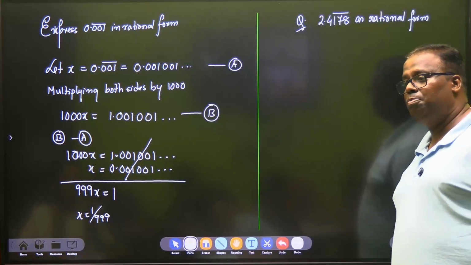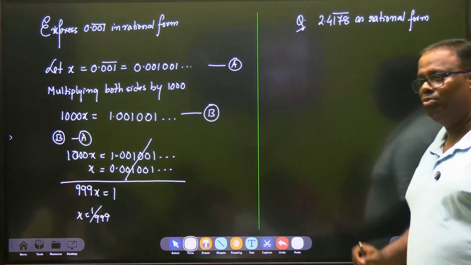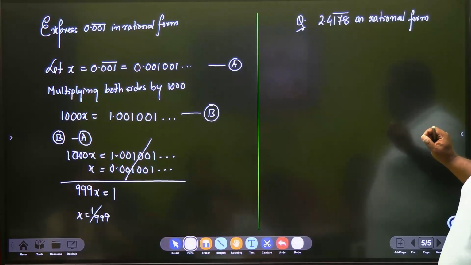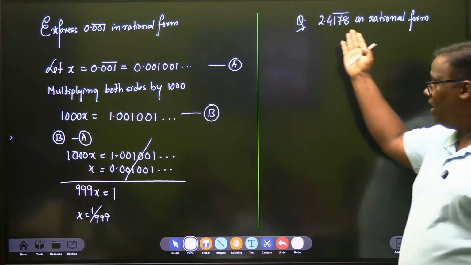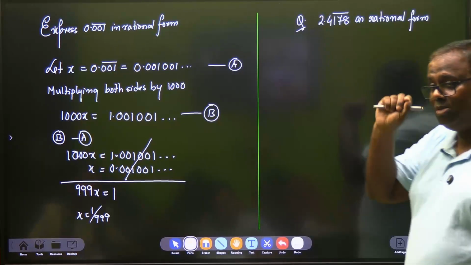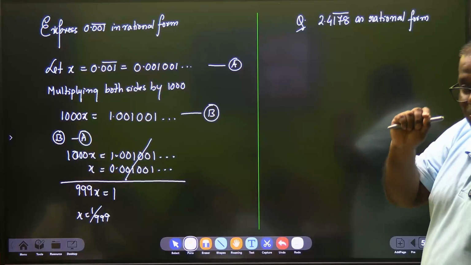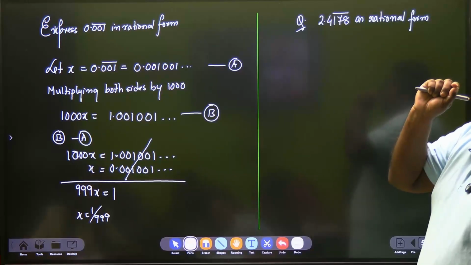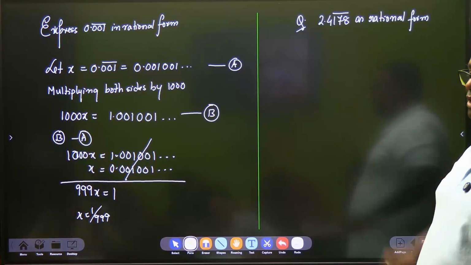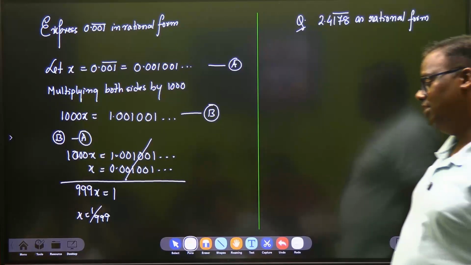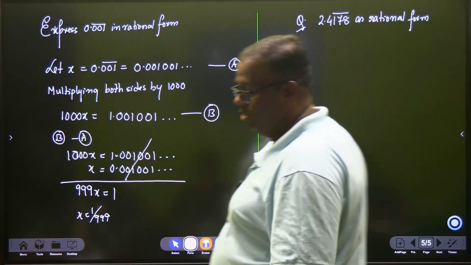Acha, what is the periodicity? Remember one thing. What is the periodicity? 3. No matter where the decimal is, the multiplication factor will only depend upon the periodicity. So here the multiplication factor will be how much? 1000.